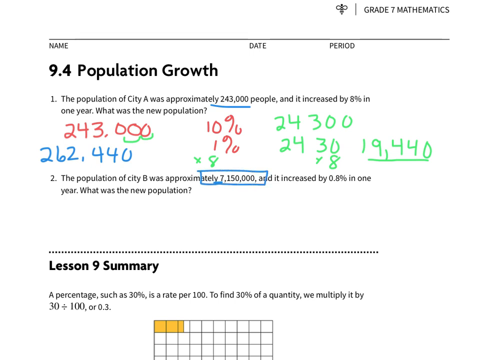Can you do that to this town? Now, this is maybe a city. It's increasing not by 8%, but by 0.8%. Give that one a try.